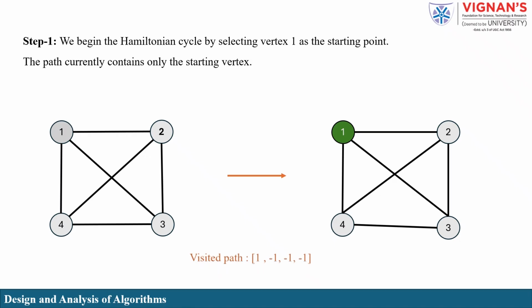The visited path array is initialized as 1, -1, -1, -1, where 1 represents the starting vertex, and -1 indicates that the other positions in the path are yet to be filled. From this point onward, the algorithm will try to extend the path by choosing adjacent unvisited vertices, while ensuring that each vertex is visited exactly once. This marks the starting step of constructing a Hamiltonian cycle using backtracking.